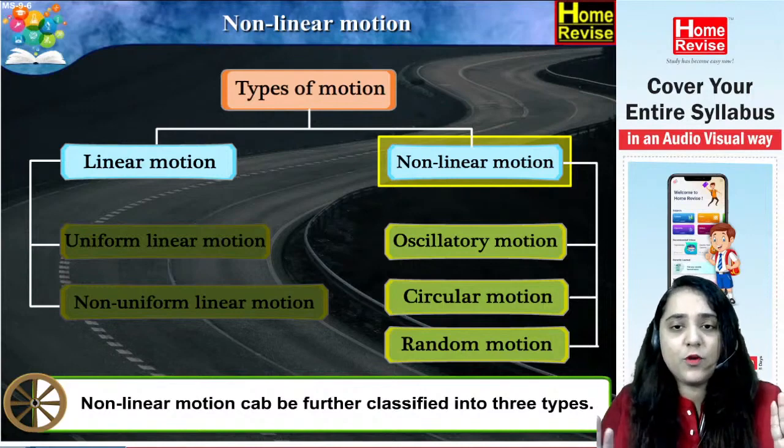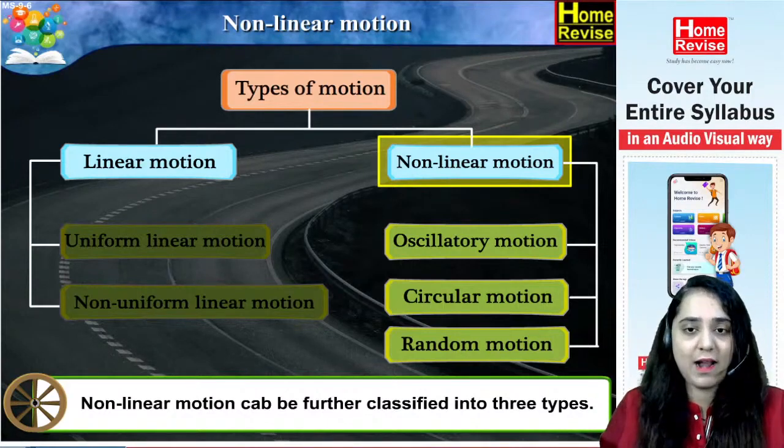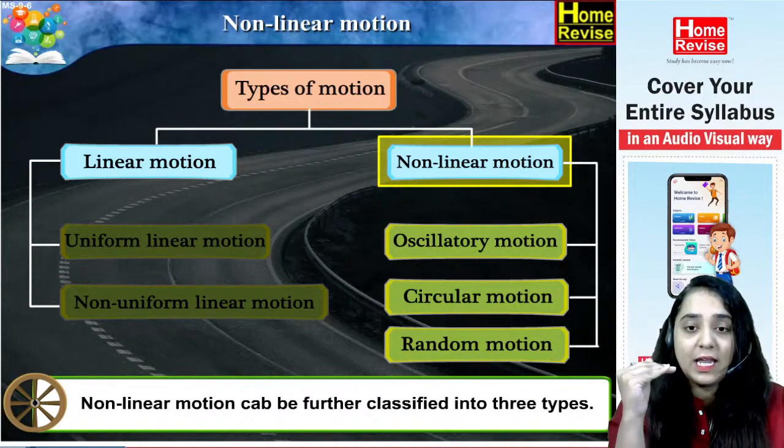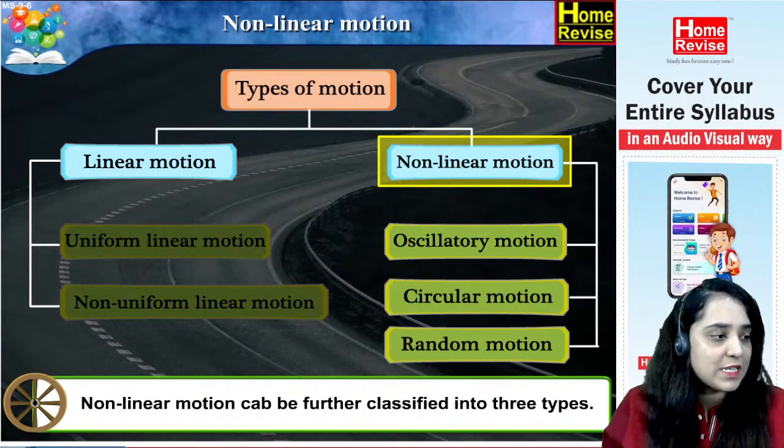Now what is oscillatory motion? We will be learning right now. Second is the circular, and the third one is the random. We are going to read about each and everything in detail. So first is the oscillatory, second is the circular, and the third one is the random.